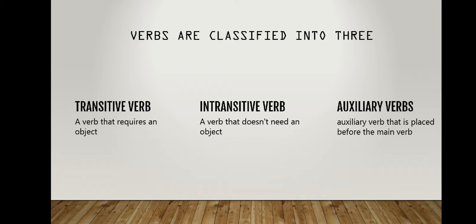The last is the auxiliary verb. An auxiliary verb is placed before the main verb. An auxiliary verb helps the main full verb and is also called a helping verb. With auxiliary verbs, you can write sentences in different tenses, moods, or voices. Auxiliary verbs are be, do, have, will, shall, would, should, can, could, may, might, must, ought, and etc.